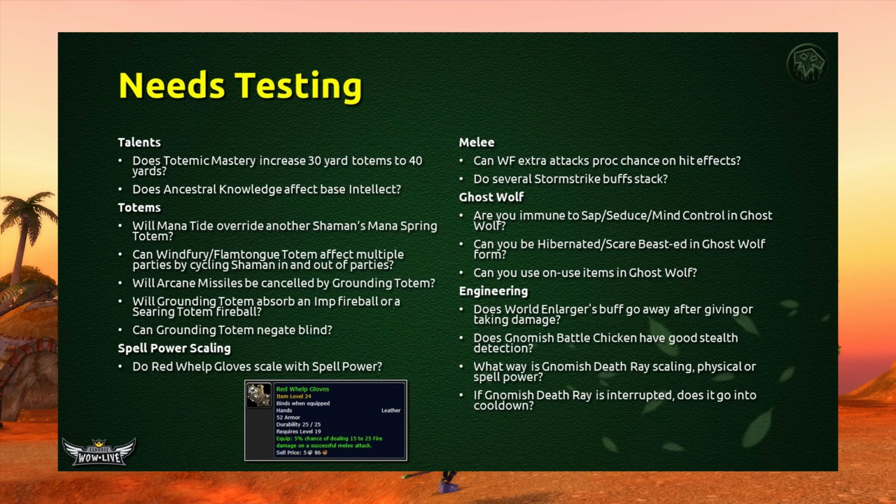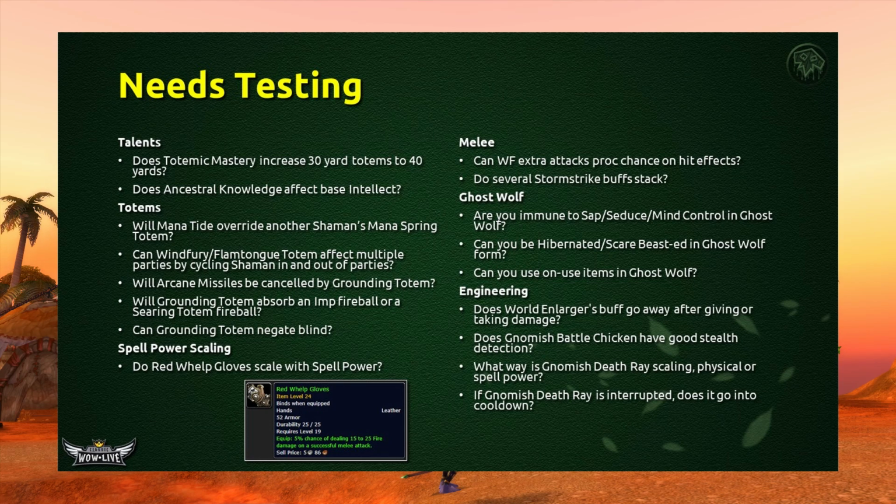Next, will Grounding Totem absorb an Imp Fireball or a Searing Totem Fireball? Let's say you see that a Warlock is charging up a Shadow Bolt, and you want to ground that, but the Imp is going to put out a Fireball before that. Will the Totem take in the Shadow Bolt, or will it take in the Fireball? That's a good question, and we're not sure about that one yet.